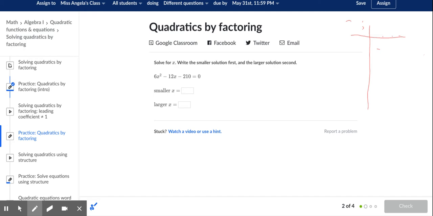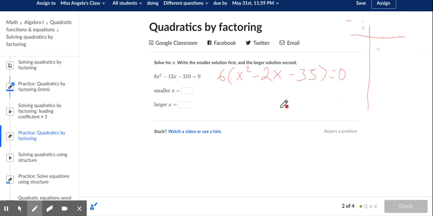So I know that 6 goes into 12, but does 6 go into 210? Yes, it does. So I can factor out a 6. So all I have left here is x squared, because I'm just dividing by 6. Negative 12 divided by 6 is negative 2, and then negative 210 divided by 6 is negative 35. So now, not only do I have smaller numbers, I actually have a coefficient of 1 here. So I can go back to that strategy.